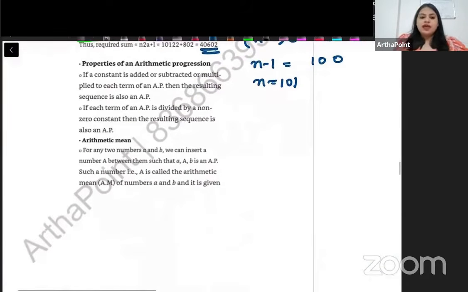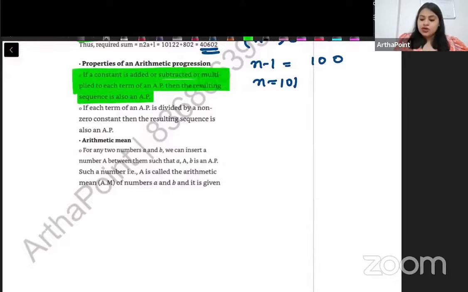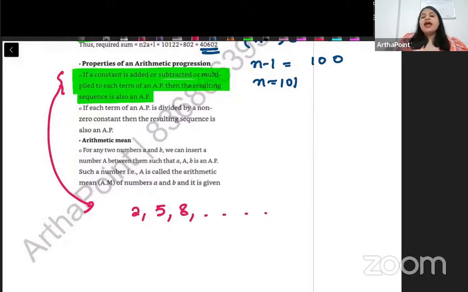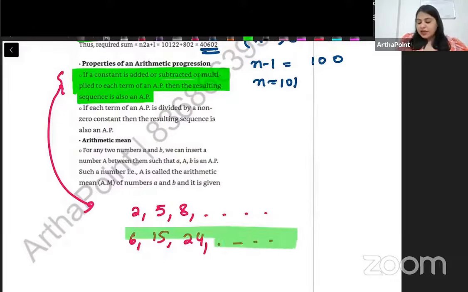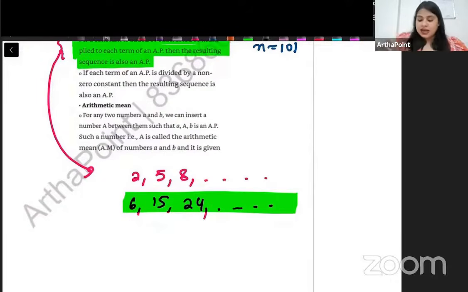Let us go to the properties of AP. If a constant is added or subtracted or multiplied to each term of an AP, then the resulting sequence is also an AP, of course. So if I start with an AP, my AP is 2, 5, so a gap of 3, 8 and so on. And I multiply the entire AP by, let's say, 3. So 3 into 2 is 6, 5 into 3 is 15, 3 into 8 is 24 and so on. So if I multiply the entire AP with something, beta, then this will also be an AP. If you see here, 15 minus 6 is 9, 24 minus 15 is 9 and so on.